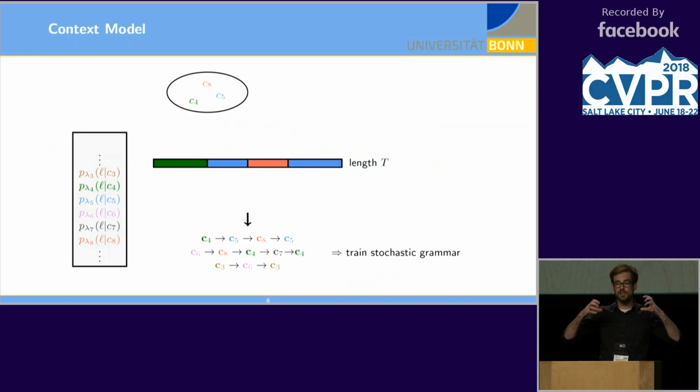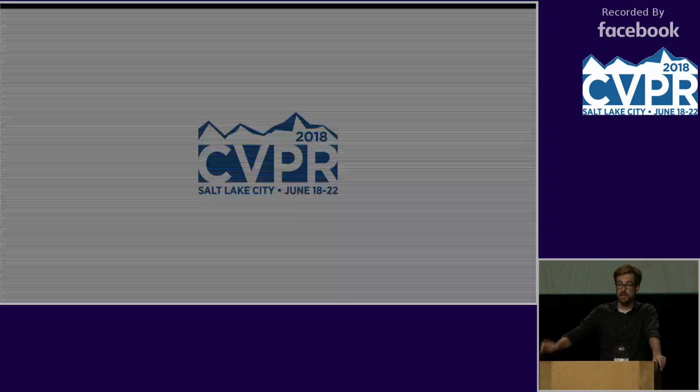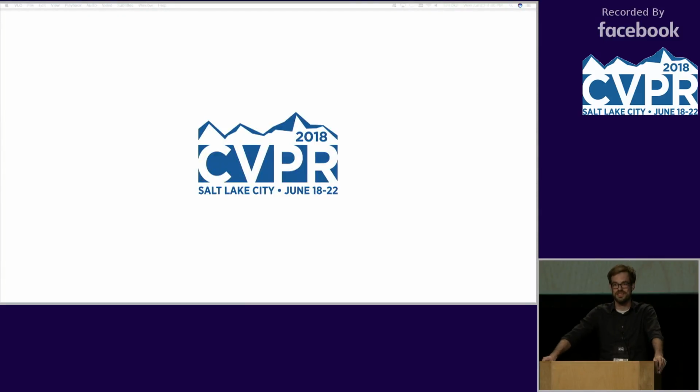So we have 3 models. Each of these is very weak, but if they are joined, then they are pretty good. So you can see here that we are worse than other approaches, but we have much less supervision, and we are pretty close. Thank you, and see me at the poster.